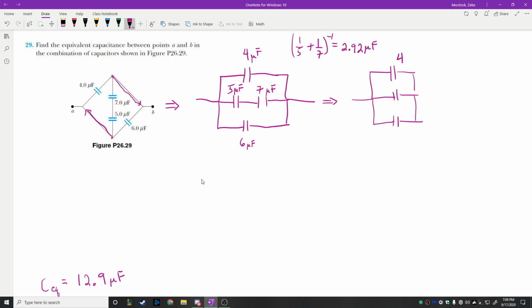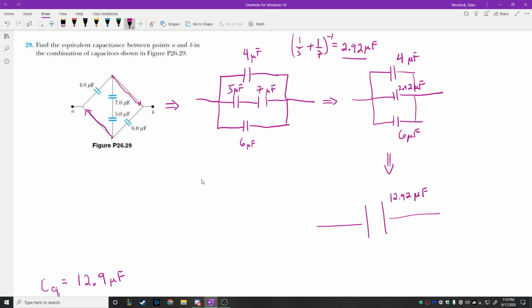So we end up with the 4, 2.92 right here. Sorry, it's kind of small, but you can see it right here. And then at the bottom, 6 microfarads. Okay. And of course, these 3 are in parallel. Let's go down this way. So they become just 1 capacitor. And it's 10 plus 12. So 12.92.